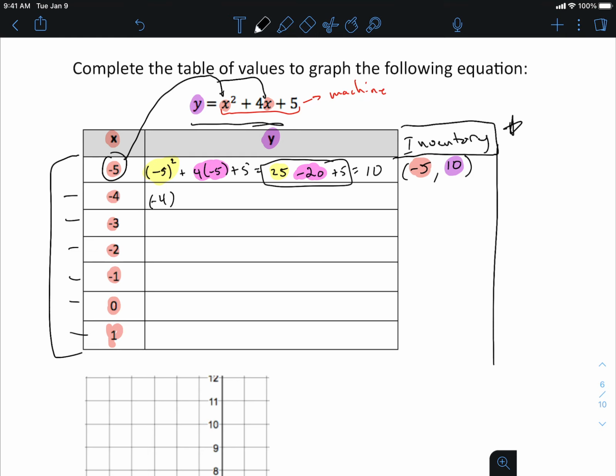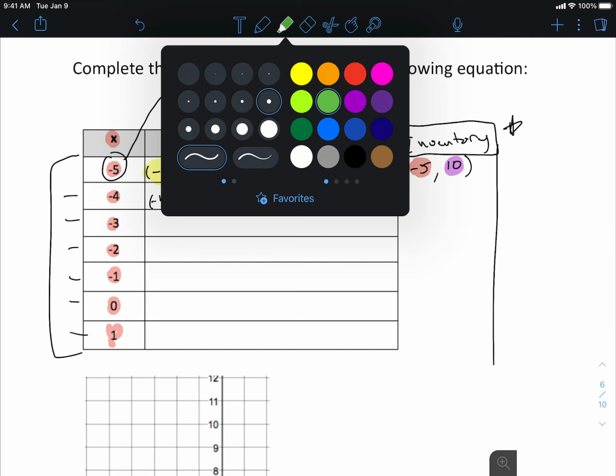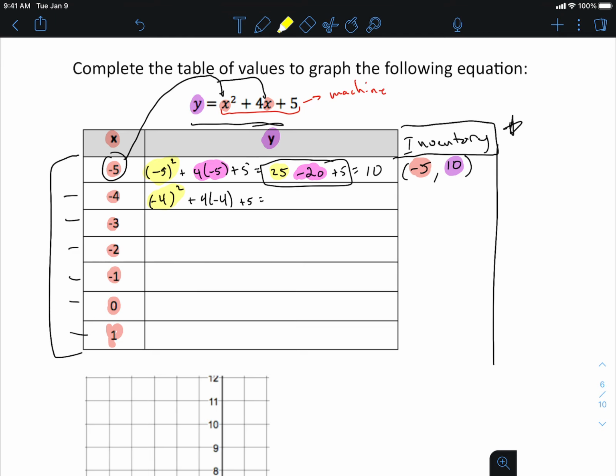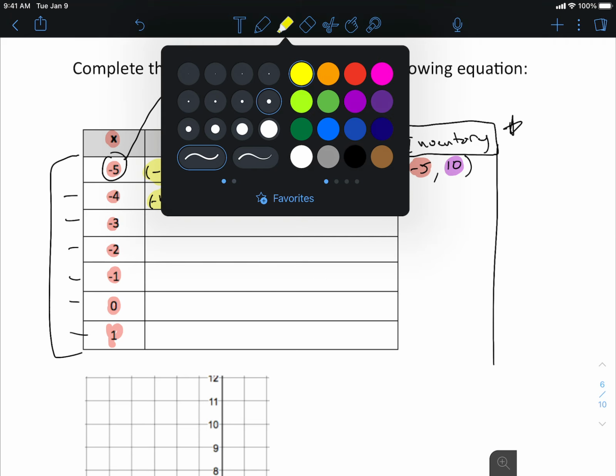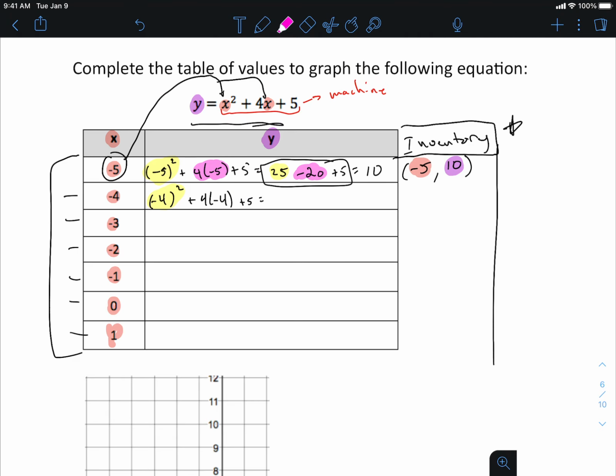-4 squared plus 4 times -4 plus 5. Okay, I'll keep track of the colors. I'll eventually lose the colors, but for right now, I think it's important for everybody to see. Remember, what I'm doing is just showing you where the numbers go and where the numbers come from, right? So -4 squared is going to be 16. Plus 4 times -4 is -16, plus 5. All right, well, 16 minus 16 is 0, plus 5 will be 5.